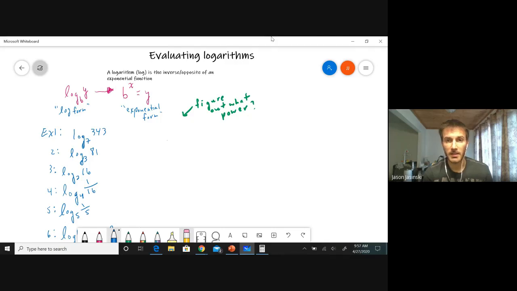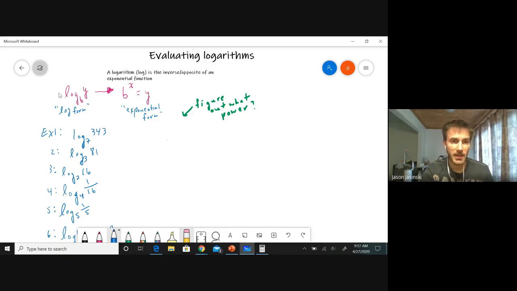This lesson is on evaluating logarithms. In short, a logarithm, or you will see the word log, is the inverse or opposite of an exponential function. So when you're working with logarithms, you want to think in terms of exponents. Essentially, some number to what power equals some other number.